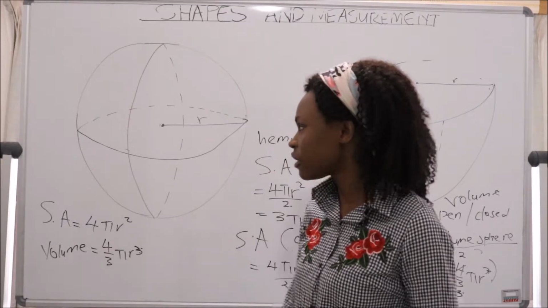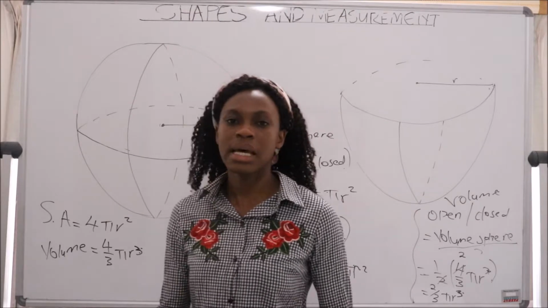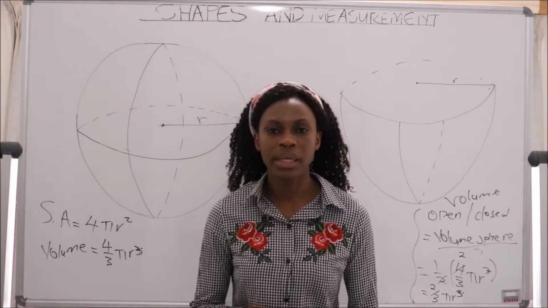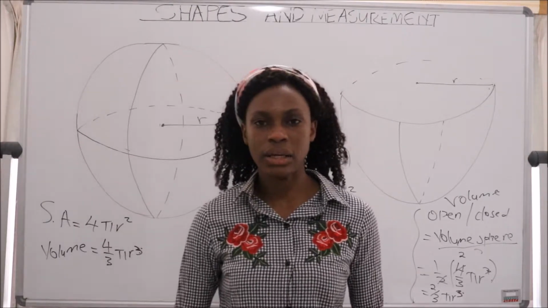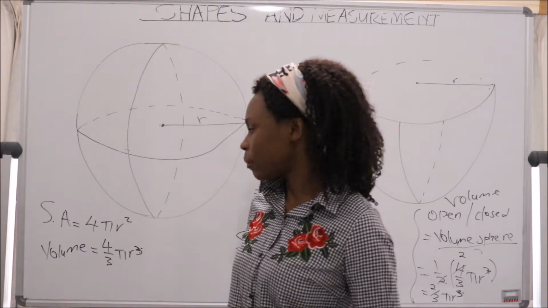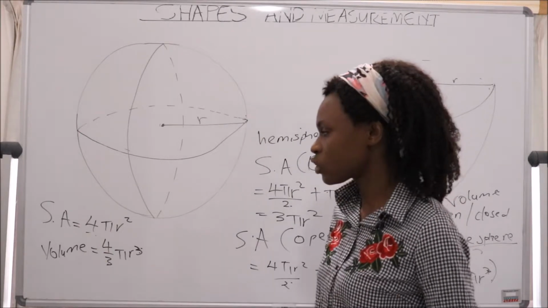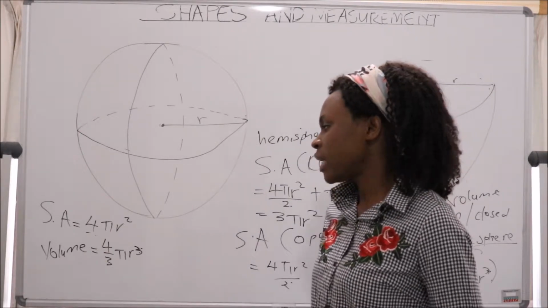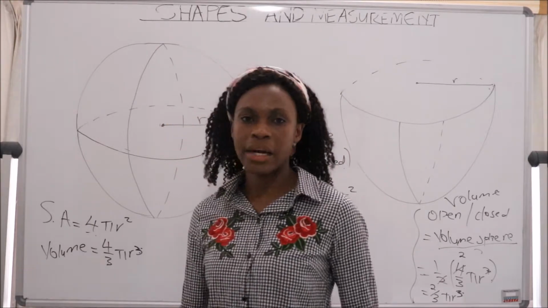When it comes to the surface area of a sphere, it is when we sum up the top and the bottom face of a ball, and also the right and the left side of the ball. That's why we have to multiply the area of a circle, which is pi r squared, by 4. And the volume of a sphere is equal to 4/3 pi r cubed.